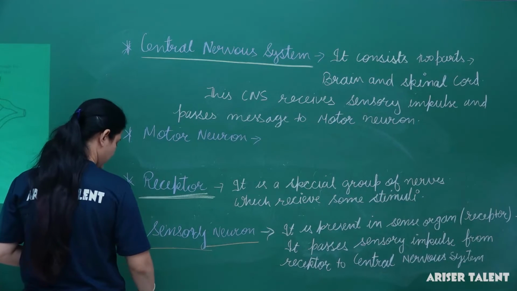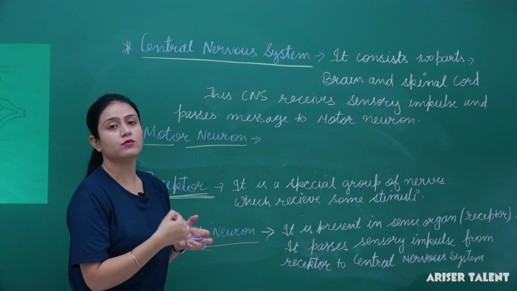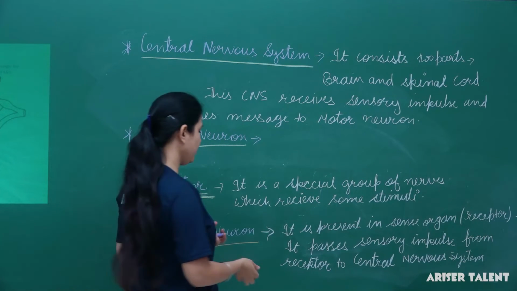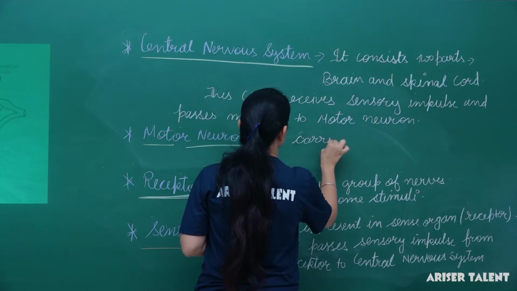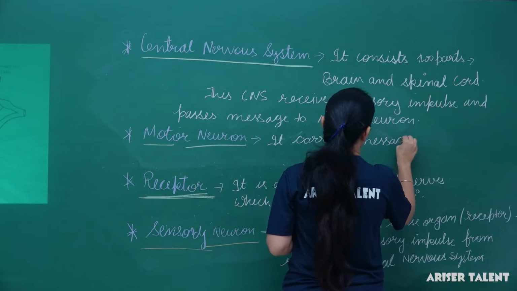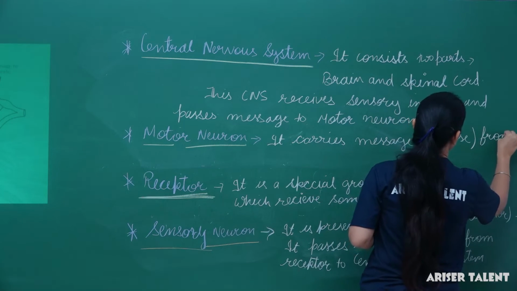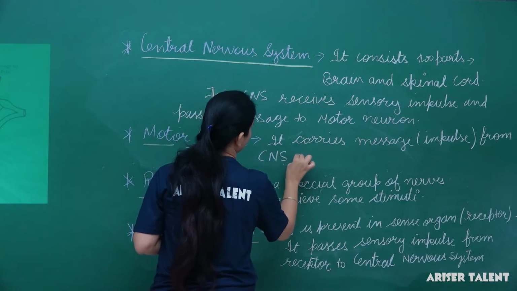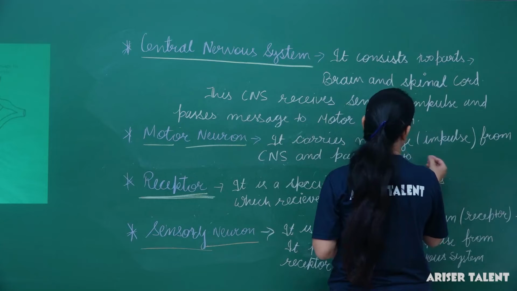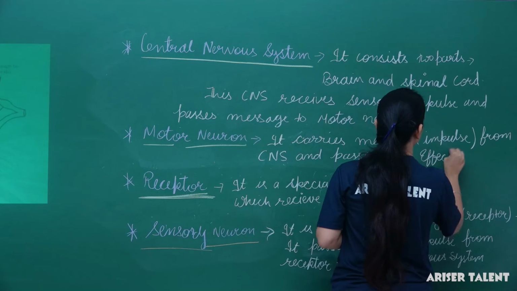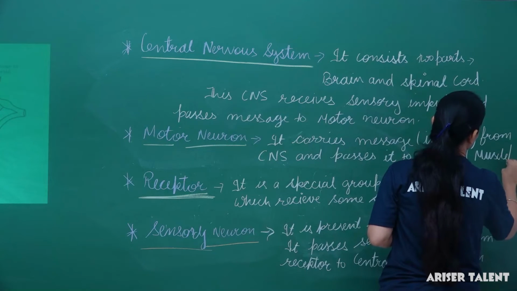What is a motor neuron? A motor neuron is connected to the central nervous system. It takes messages from the central nervous system and then passes them to the effector. It carries messages in the form of impulse from the central nervous system and passes them to the effector. Here the effector may be any muscle fiber or gland cell.